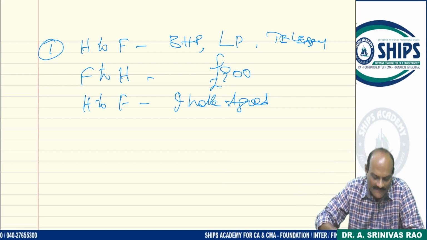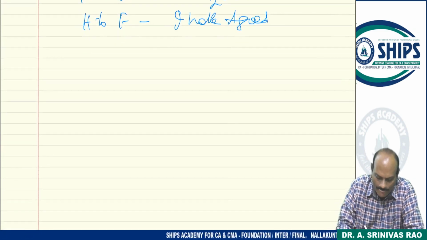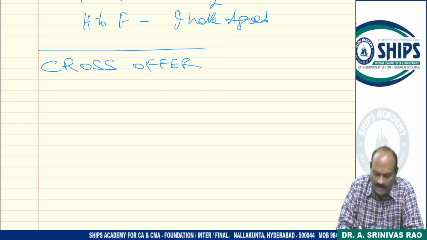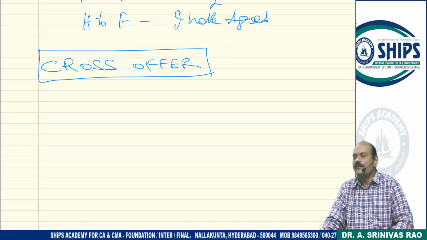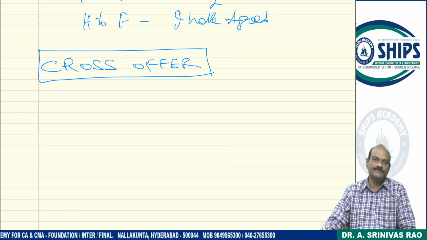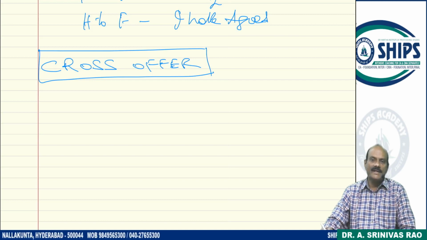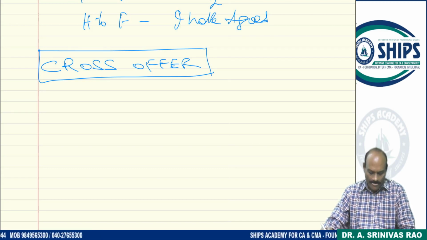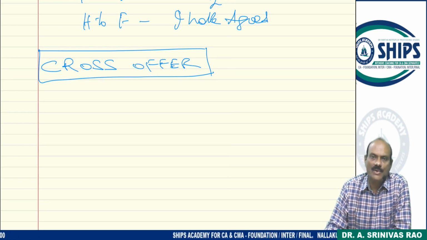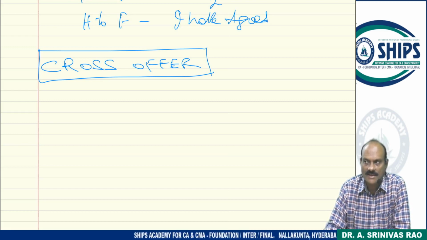Now next heading, cross offer. Cross offer: when both the persons are making identical offers to each other in ignorance of each other's offer.